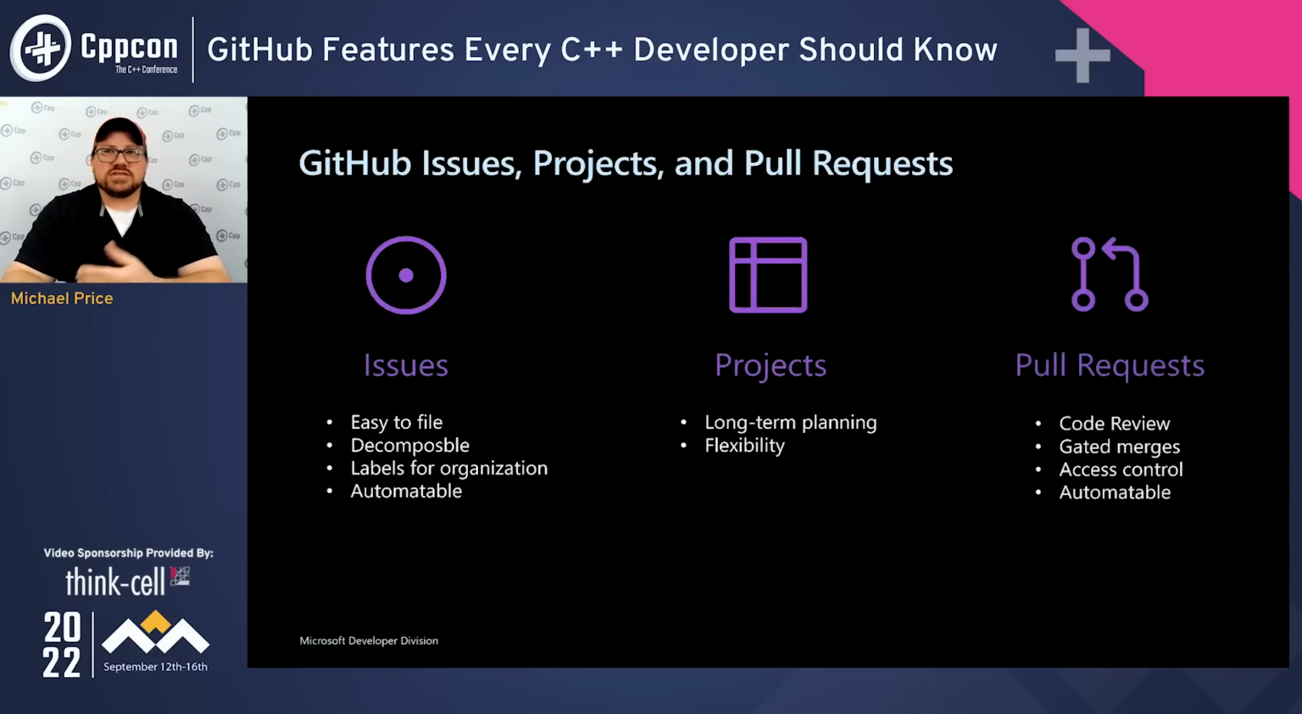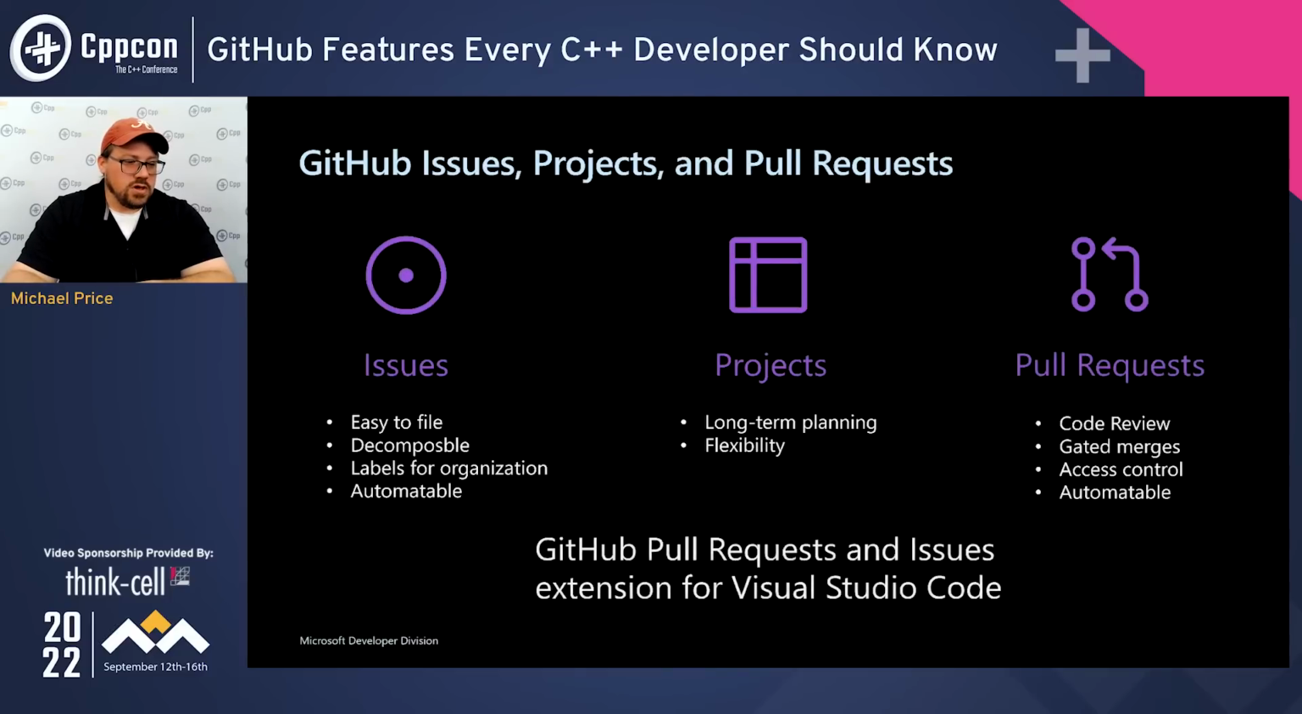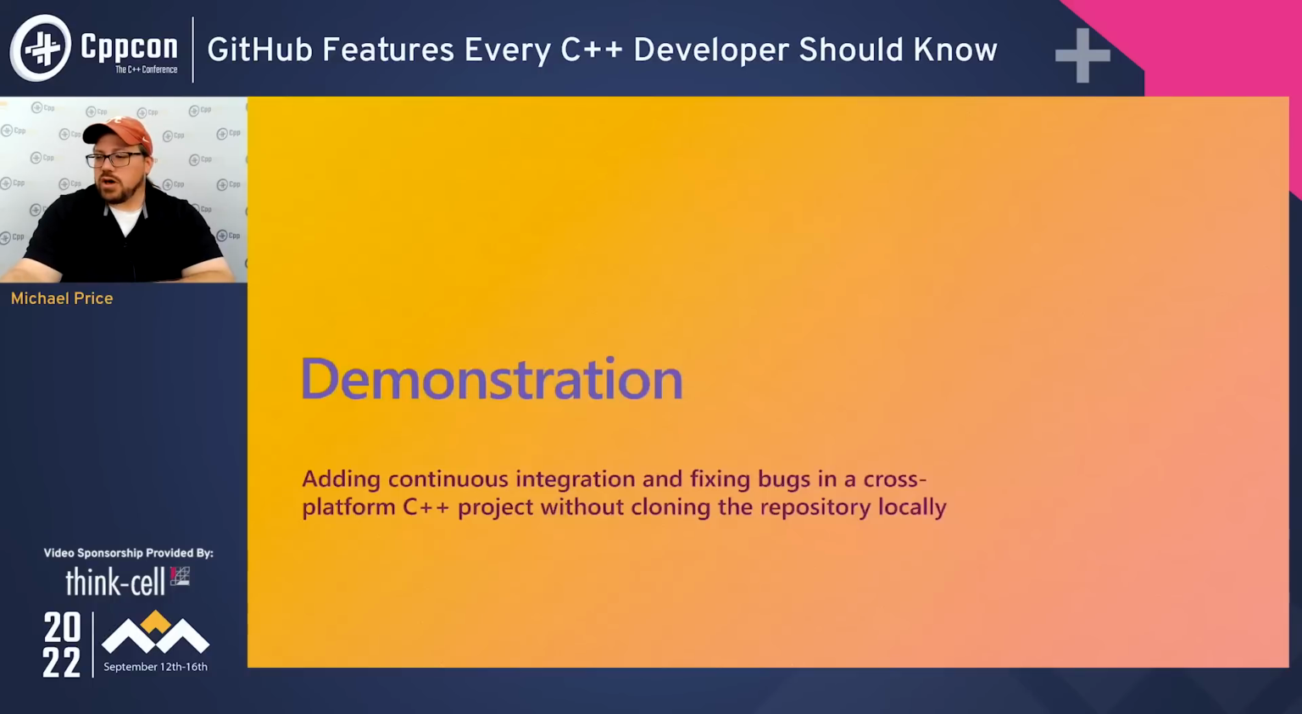And then pull requests. Pull requests is the main model by which code gets filtered into other repositories from someone that wants to make a change. It's also where code reviews happen. They're automated, so you can make gated merges. You can make sure things pass before they make it into the repository, the destination. It's an access control method, and they're also automatable. And we're going to demonstrate this. Pull Requests and Issues actually has an extension in Visual Studio Code that we'll be taking a look at during the demo. Okay, I'm a couple of minutes behind, but we're going to do a demonstration.